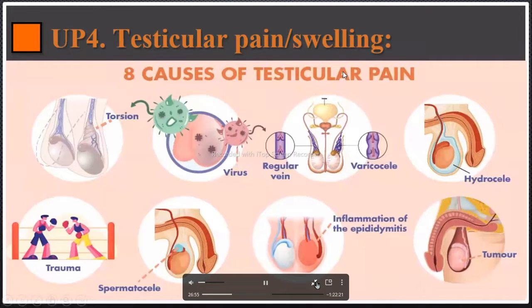Testicular pain and swelling, so maybe torsion, maybe the patient has a virus, maybe varicocele, maybe hydrocele, maybe trauma, maybe spermatocele, maybe inflammation like epididymitis or orchitis, maybe tumor. So one by one, torsion, what do you think, guys? What are the criteria they will mention in the scenario? Absent cremasteric reflex, and one testicle lies higher than the other.